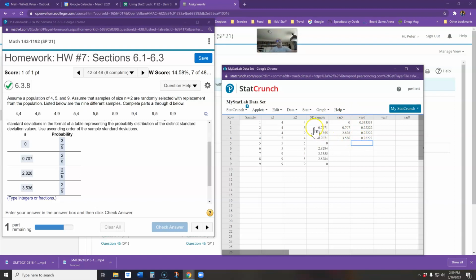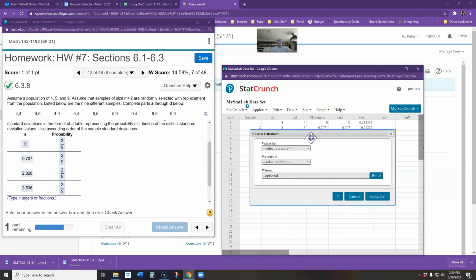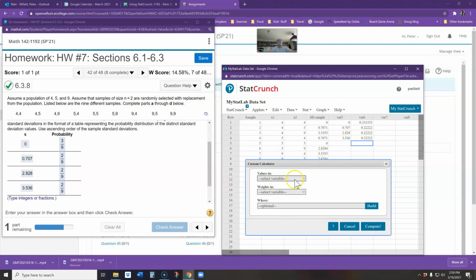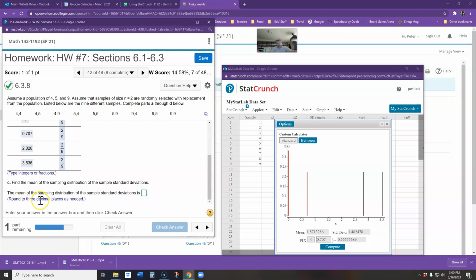So the way we did that was we went to Stat, Calculators, Custom, and then we select the values are in the variable 5 column, and the weights are in the variable 6 column. And it's going to give us a calculator, but you may recall from our earlier work that on there is the mean value. So this is the mean value of this probability distribution of standard deviations of samples. That's what they're asking for here, rounded to 3 decimals. So I'll grab that, put it in.